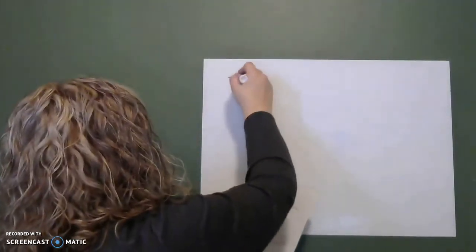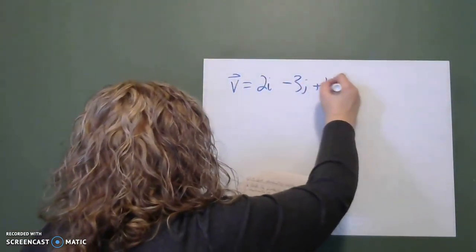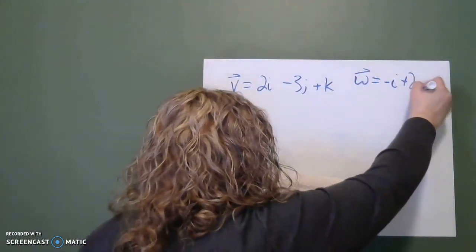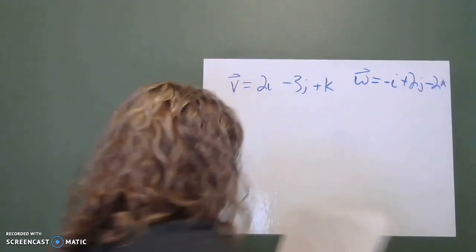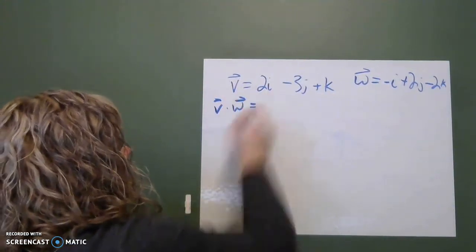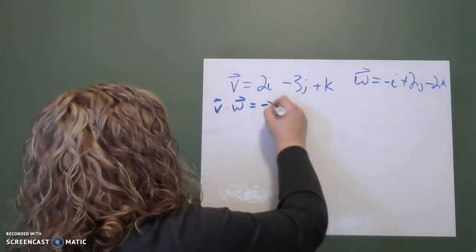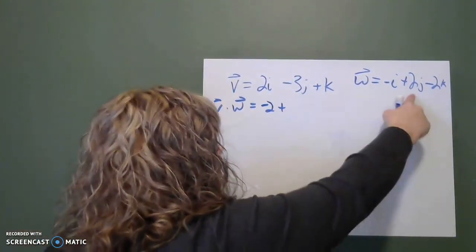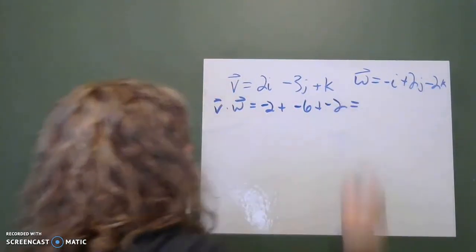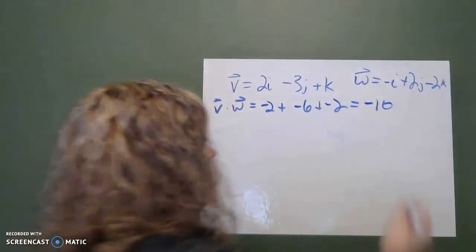So if we've got v and it is 2i minus 3j plus k, and we've got w, which is negative i plus 2j minus 2k, and we want to do the dot product of those, then all we're going to get is 2 times negative 1, negative 3 times 2, 1 times negative 2. So when you put all that together, you get negative 10. All right? Oh, that kind of looks like a 16.